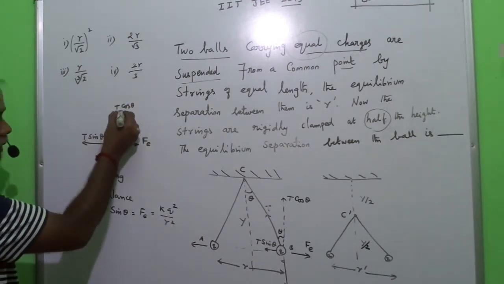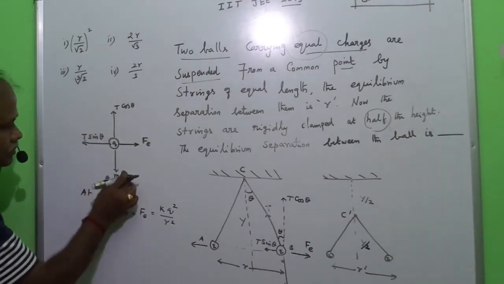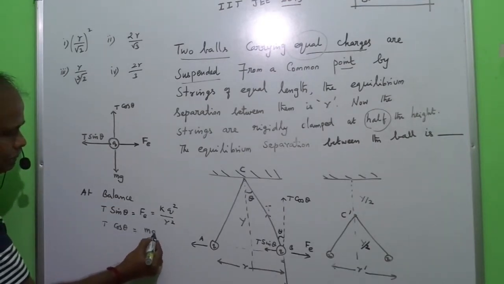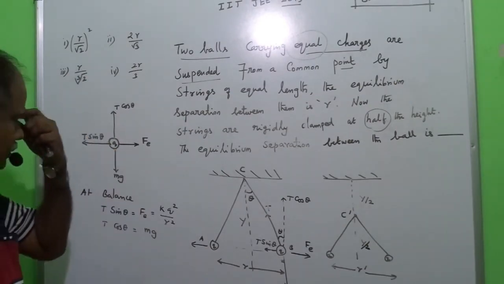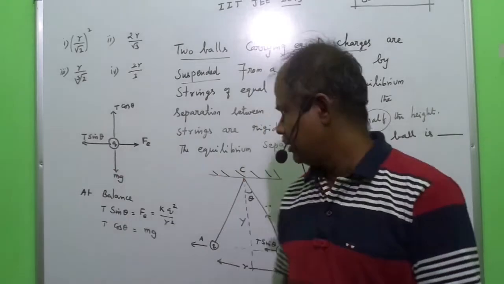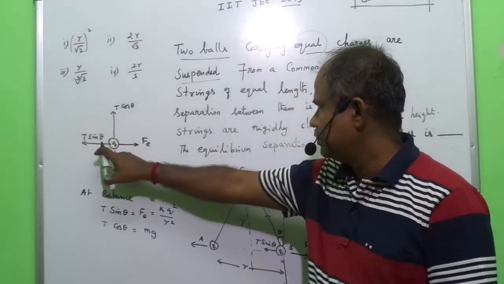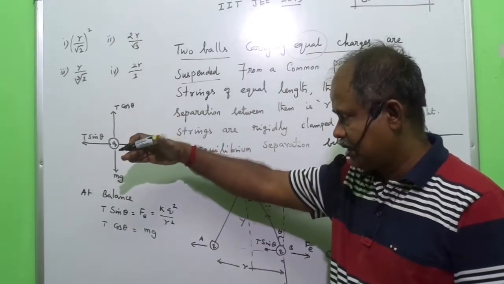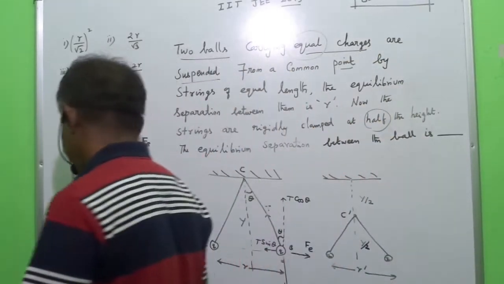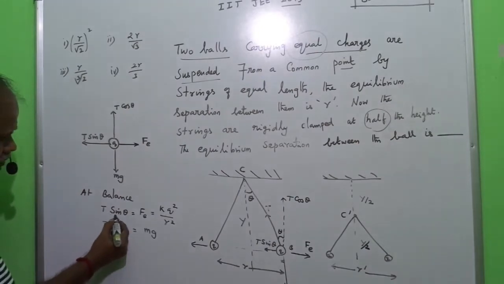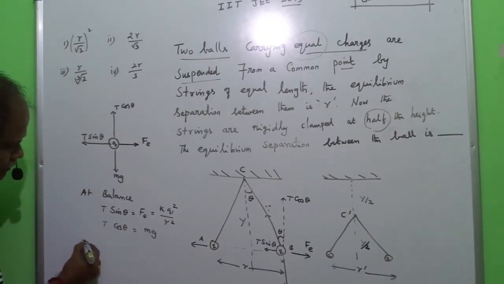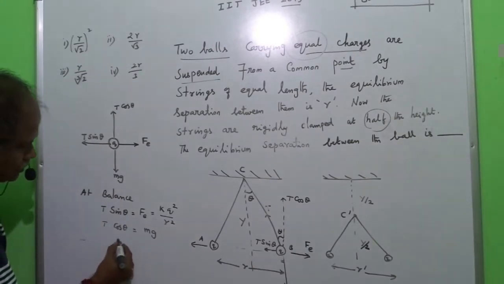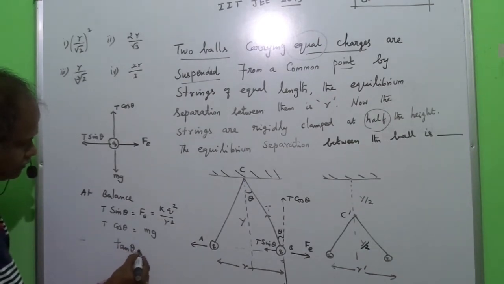Then in the same manner, you can balance these two equations. T cos theta is equal to what? mg. T sin theta is equal to the electrostatic force of repulsion. T cos theta is equal to the weight of the charge, that is mg, acting in the downward direction. Now you divide one by the other. T, T getting cancelled. Then sin by cos is tan. Tan theta is equal to what?